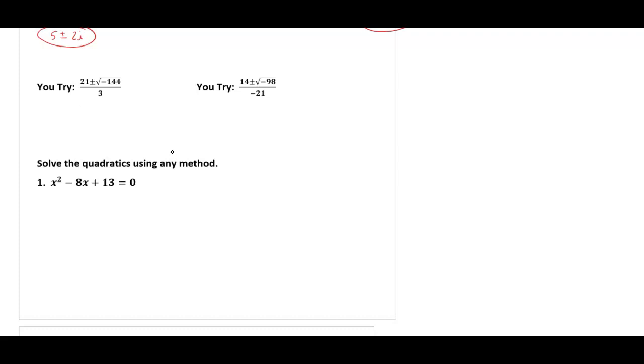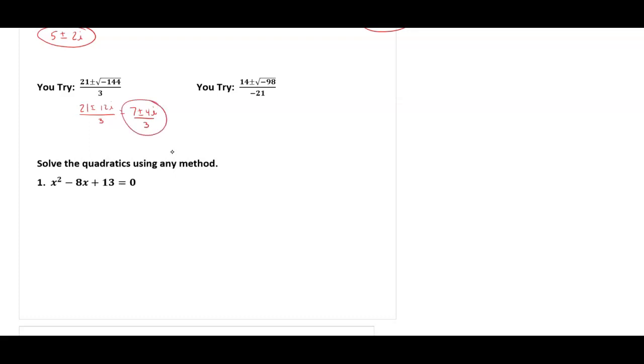So right away we get 21 plus or minus 12i all over 3. And everything can be divided by 3, so that becomes 7 plus or minus 4i over 3.